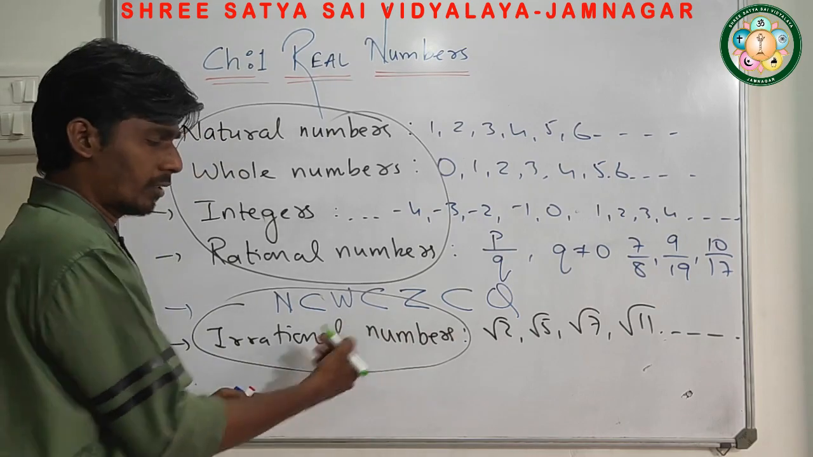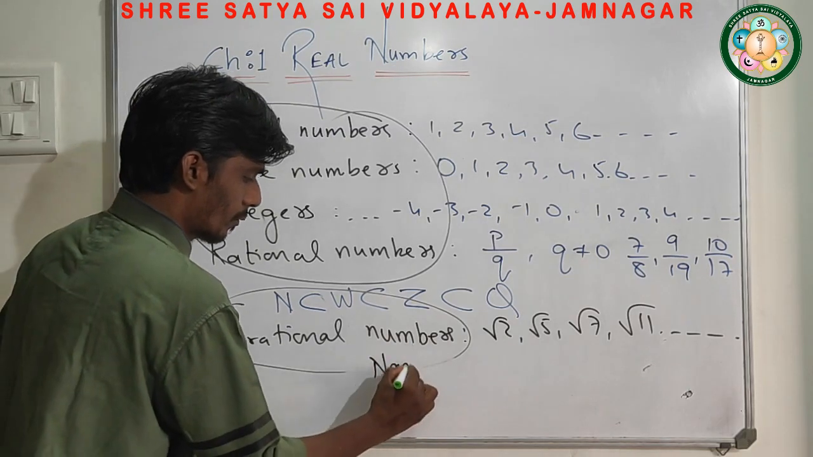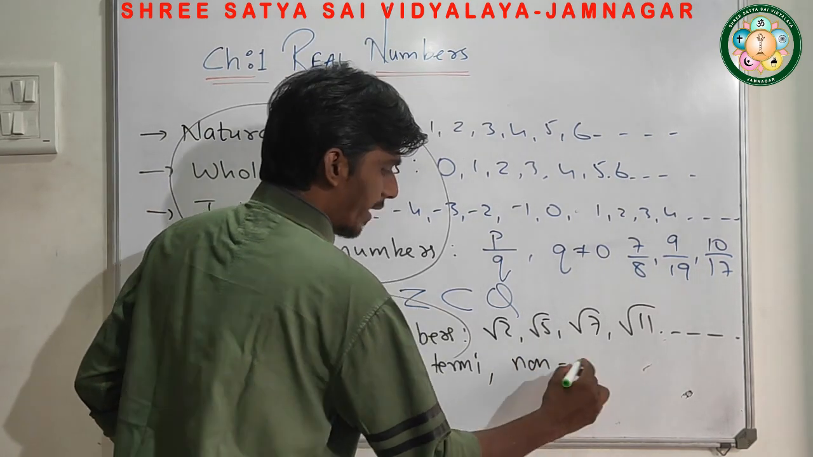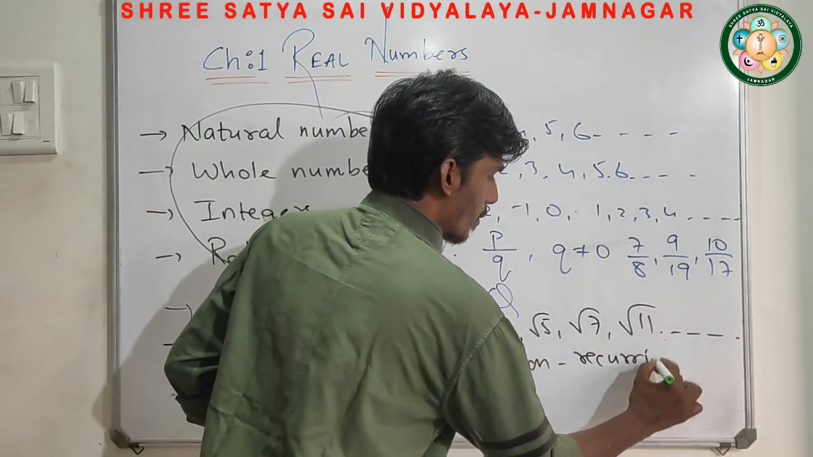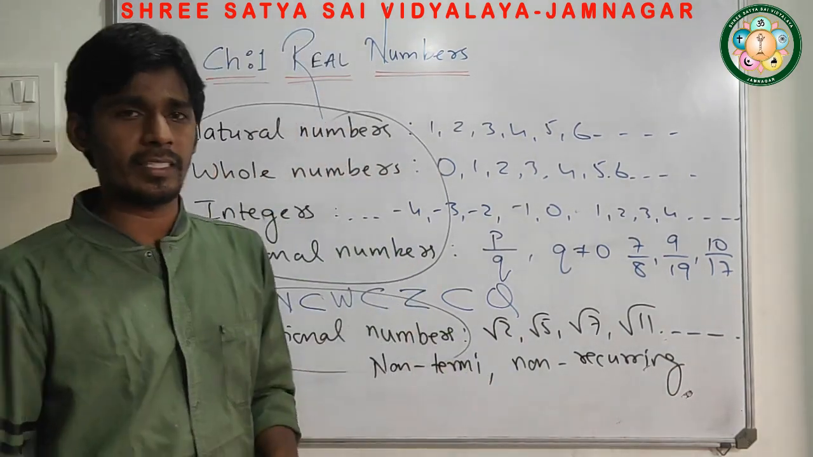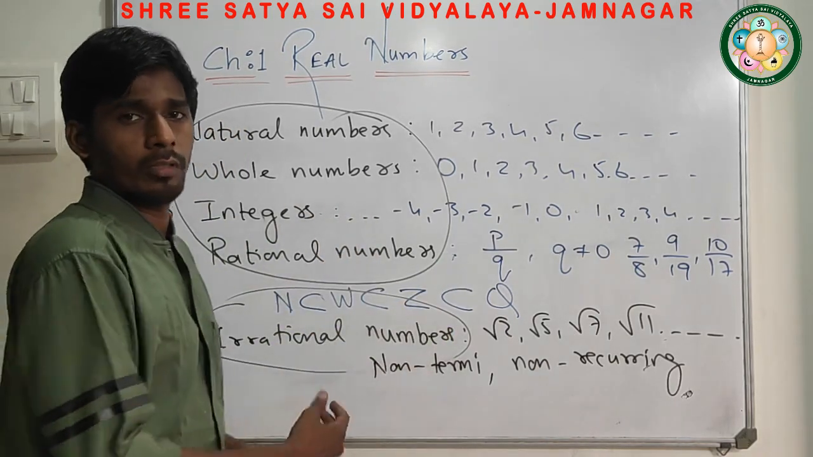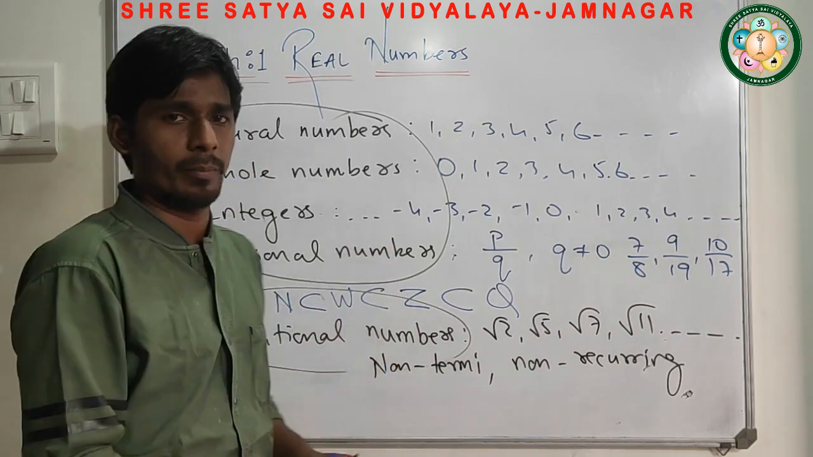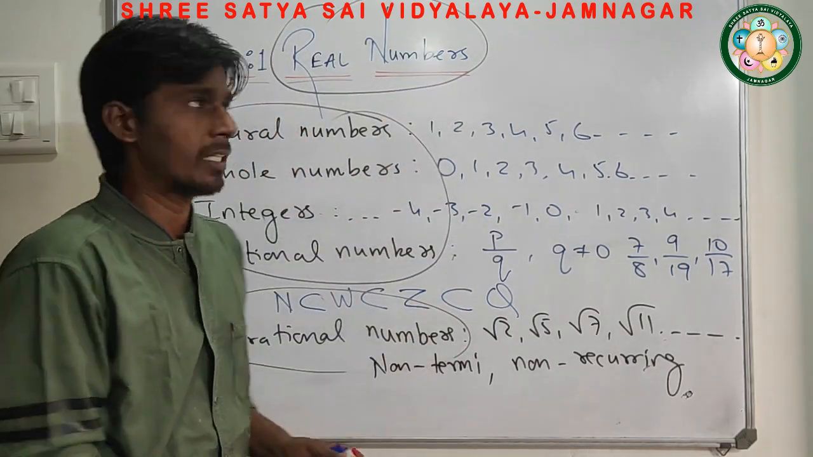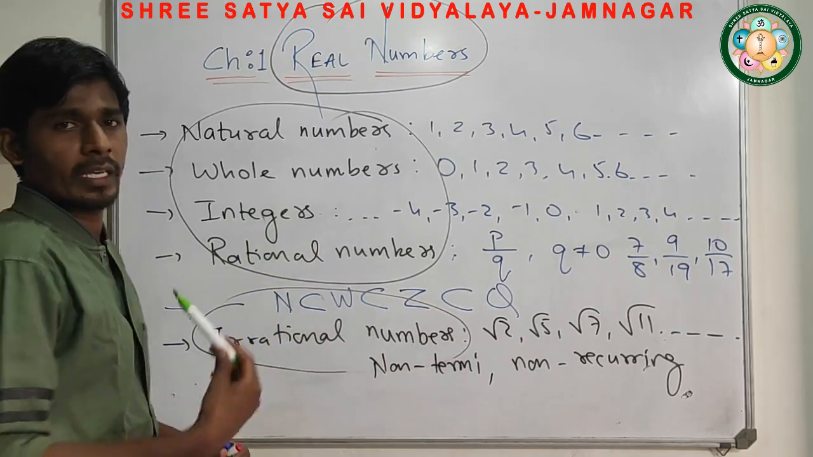All the irrational numbers are what? Decimally, if you convert these numbers into decimal, they are always what? Non-terminating, non-recurring. So all non-terminating, non-recurring numbers are what? Irrational numbers. So if we combine rational numbers and irrational numbers, we'll get what? Real numbers. So real numbers include natural numbers, whole numbers, integers, rational numbers and irrational numbers also.